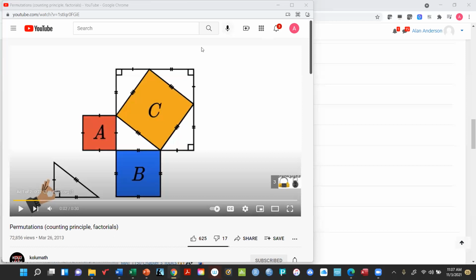So let's look back at the textbook definitions here. And there's our nPr again. And the textbook tells us that's the number of permutations that can be made from n items when we select r. And there's that formula again.